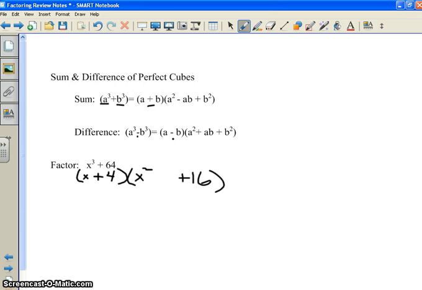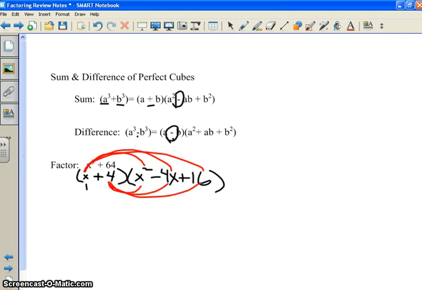And then in the middle, I know in this whole situation, whether I'm doing sum or difference of perfect cubes, there is one minus sign in the factors. So in the middle, there's my one minus sign that I need. And then the middle is simply the product of the x and the 4, which is 4x. And again, you could always check this by distributing the x to all those pieces, the 4 to all those pieces, and then combining like terms, and it should come out to be x cubed plus 64.